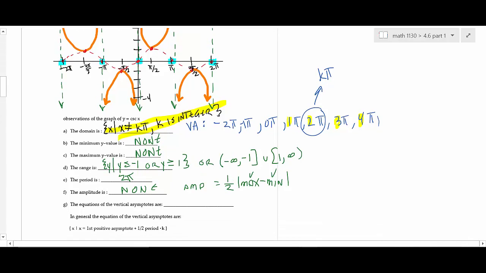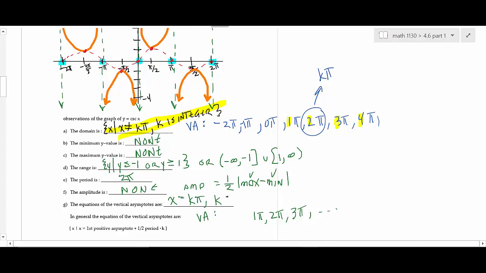Now, the equations of the vertical asymptotes go like this. Again, we've already kind of done this. The vertical asymptotes just occur at 1 pi, 2 pi, and so forth, like that. So you would just say x is equal to, and vertical lines are always x equals. You have to know that. And then you would just say k pi, and then you would say k is an integer.